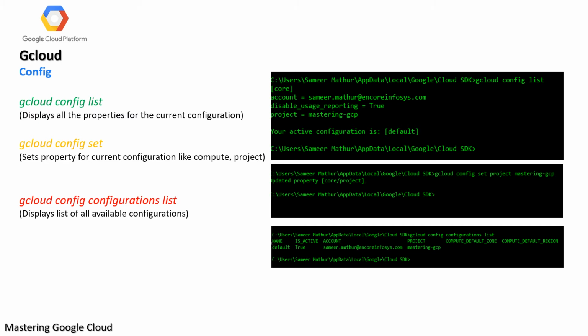gcloud config commands are for the configurations and current project settings. So these commands are important for listing all the current configuration, and for setting up the current configurations like projects, compute, things like that. Also, it will give you the configurations list. So these are the commands that you can note down.